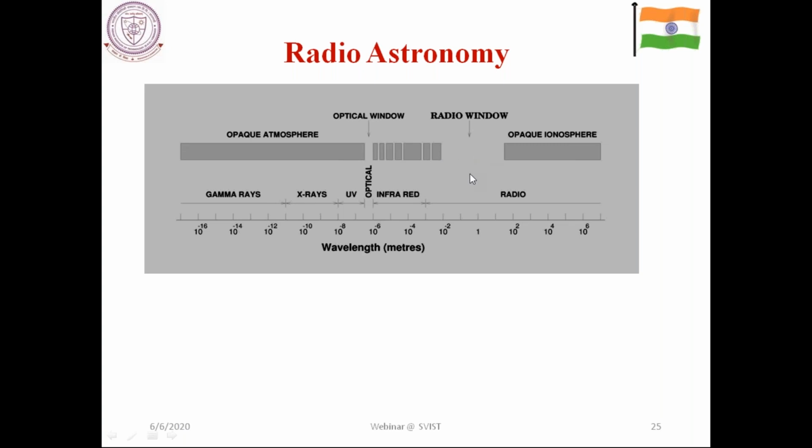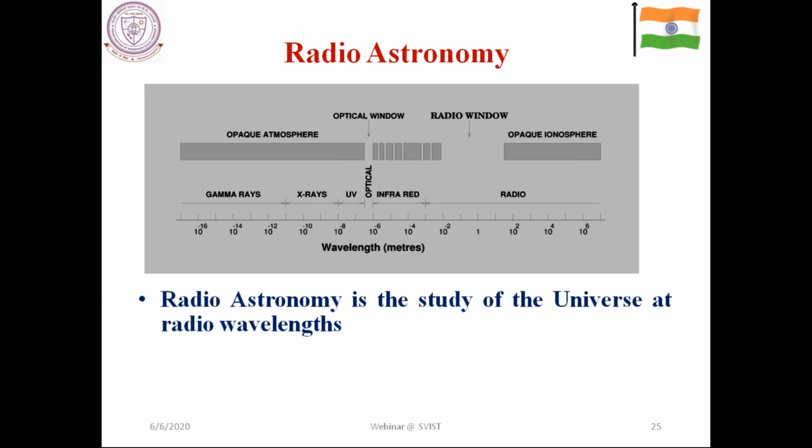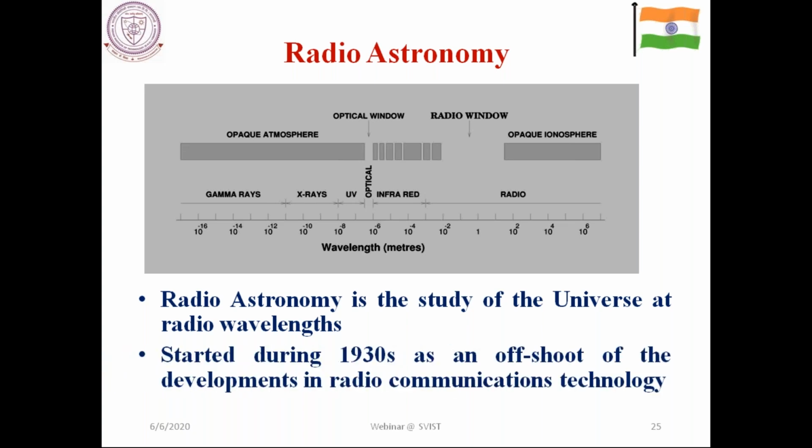So that's why people used to observe the stars, to see how distinct objects look in the high frequency region. So basically radio astronomy is nothing but the study of the universe at radio wavelengths. It was first started in 1930 as an offshoot of the developments in radio communications technology. I am coming to that story within a few minutes, how it evolved.